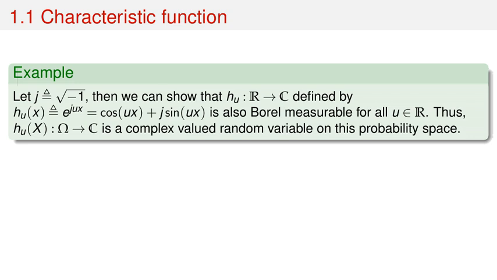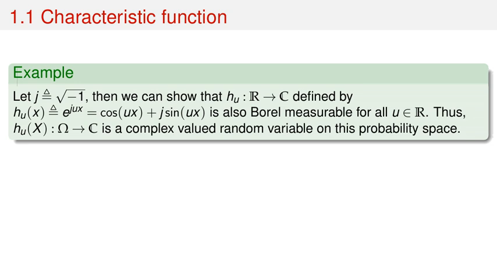Now let's introduce the first type, the characteristic function. Imagine we define j as the imaginary unit, that's the square root of -1. We can then demonstrate that a function h sub u, mapping from the reals to the complex numbers, defined as h sub u of x is e to the power jux, which using Euler's formula is cosine of ux plus j times sine of ux.